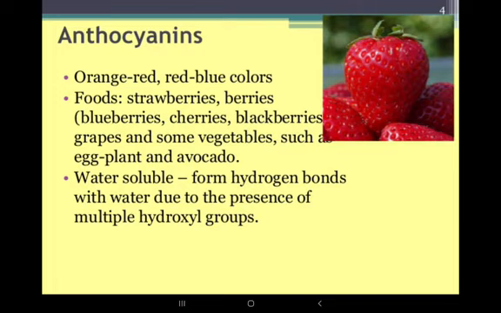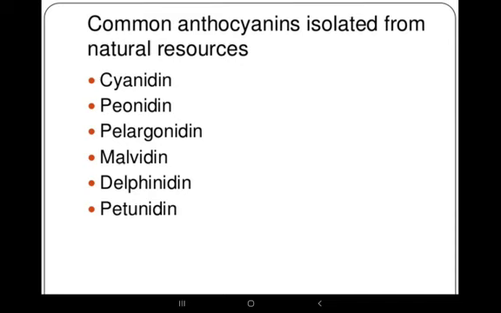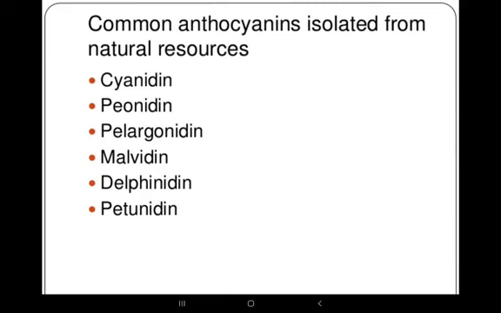First of all, the common anthocyanins isolated from natural resources. What are the common anthocyanins present in natural products? They are cyanidin, peonidin, pelargonidin, malvidin, delphinidin and petunidin. These all differ by the hydroxyl groups present at particular carbons.